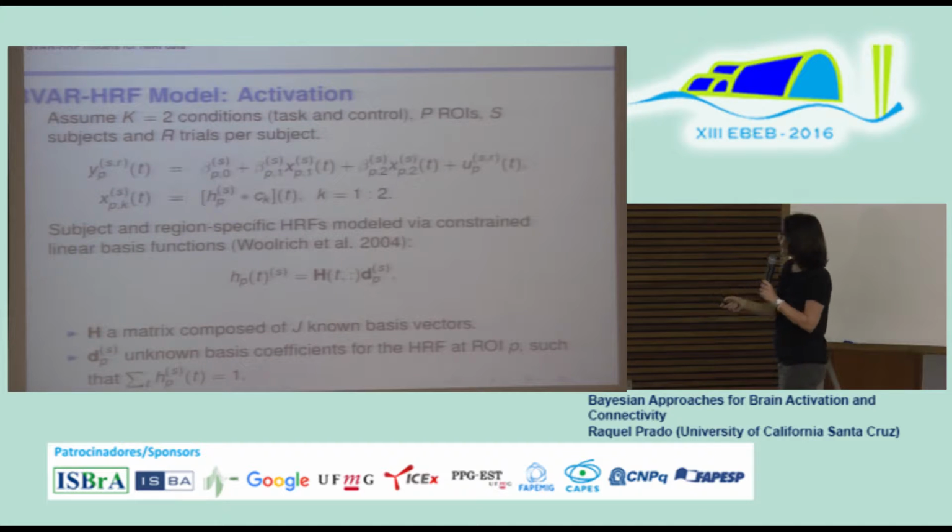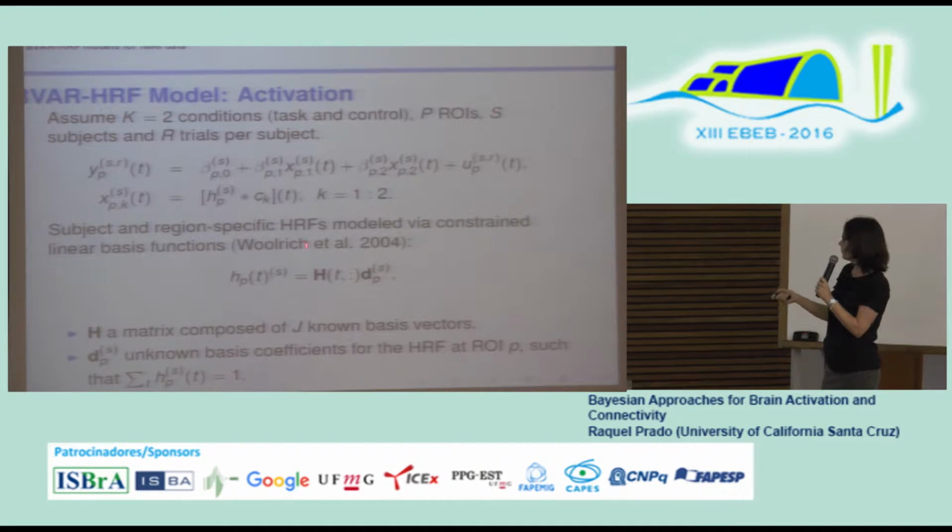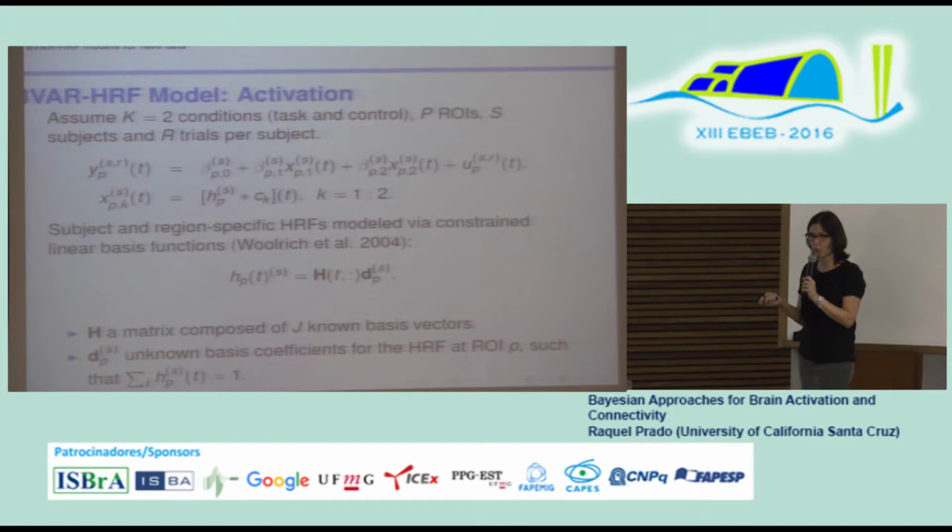So what we have here is your typical kind of regression model, right? When you look at the activation, the coefficients here are subject and region specific, and then what comes from the X here is just a result of convolving the hemodynamic response function with the stimulus. But we don't know the hemodynamic response function. So what we are going to do is try to represent this, and we have done different kinds of analysis. This is the one we settled on, essentially just representing these as basis functions.